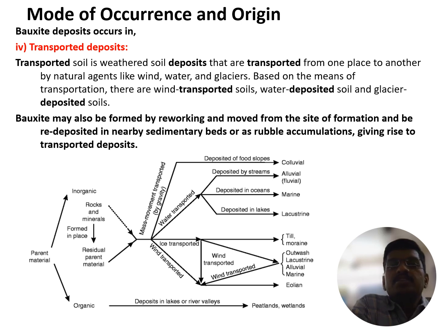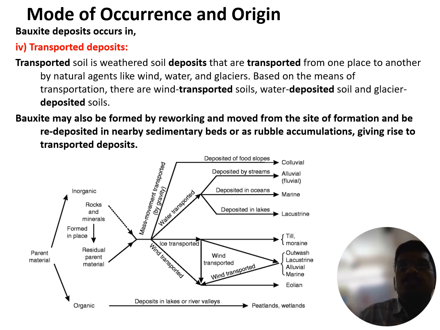Here a schematic diagram is given, starting with the parent material, which comes under inorganic or organic deposition. Rocks and minerals formed in place are called residual parent material. Due to transportation, it moves away from its original position. It is moved by mass movement due to gravity, and transported by water, air and wind, and lastly by lakes and river valleys. Gravity movement gives deposits at the foot slopes, called colluvial.